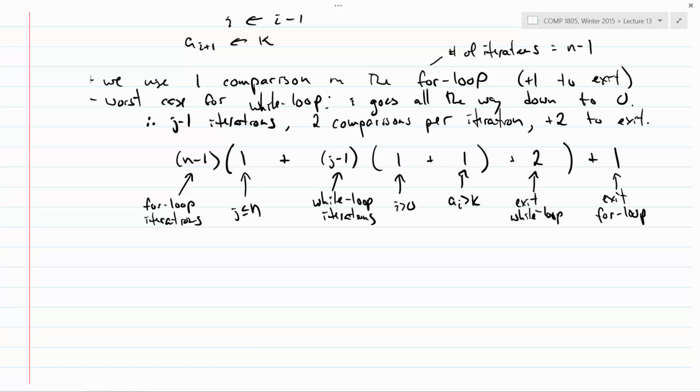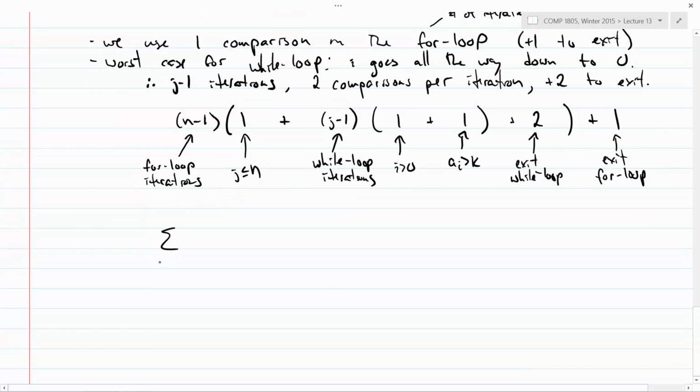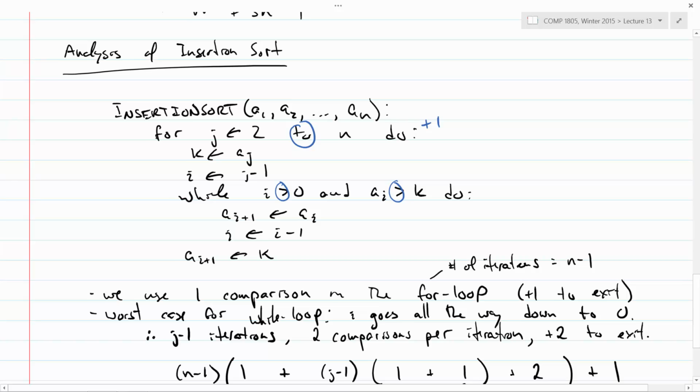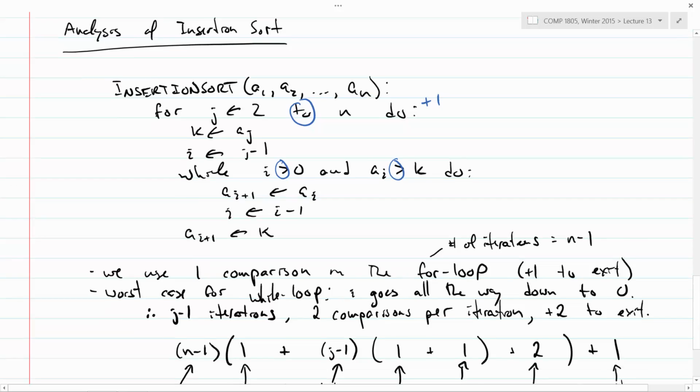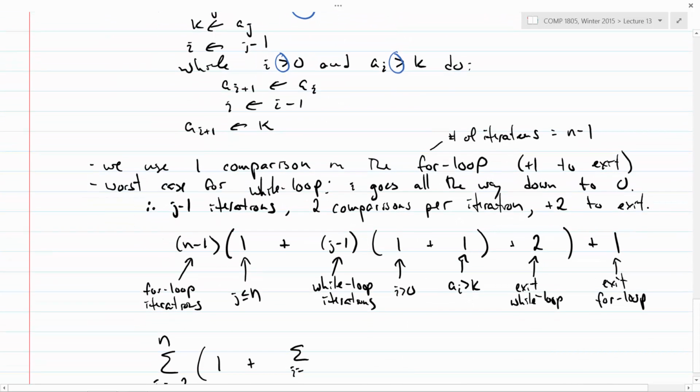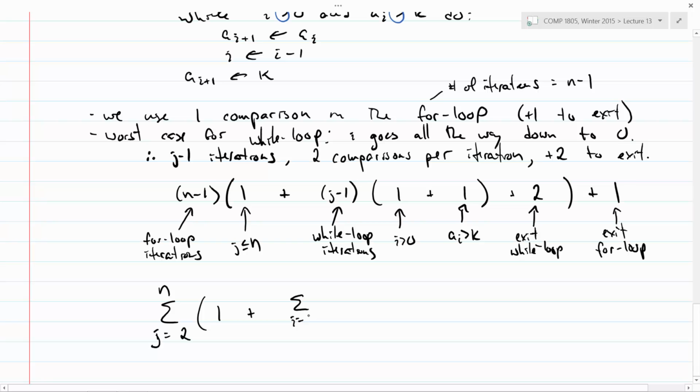So really what we want is the sum from, what letter do I use? I use j equals 2 to n of the following: 1 plus the sum from i equals, well, it goes from j minus 1 to 1. So 1 to j minus 1 is just the same. Doesn't matter which direction. And in there we get 1 plus 1. And then we get plus 2 to exit, and then plus 1 to exit the other one.